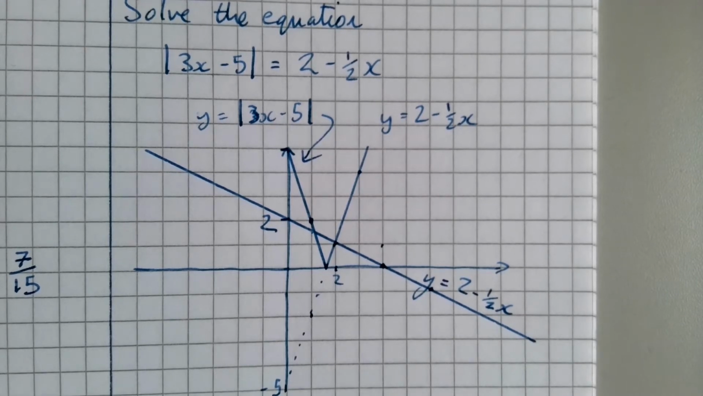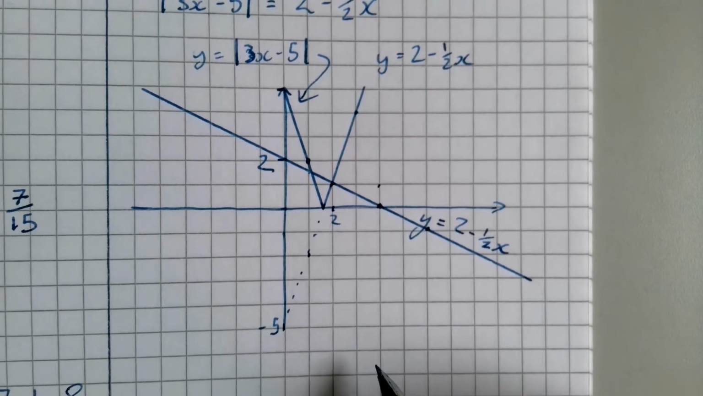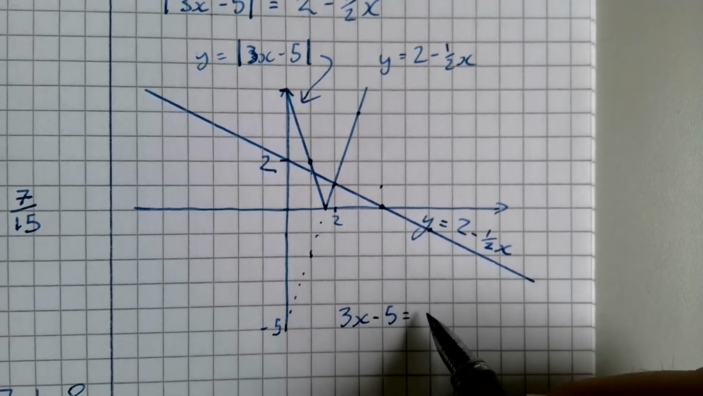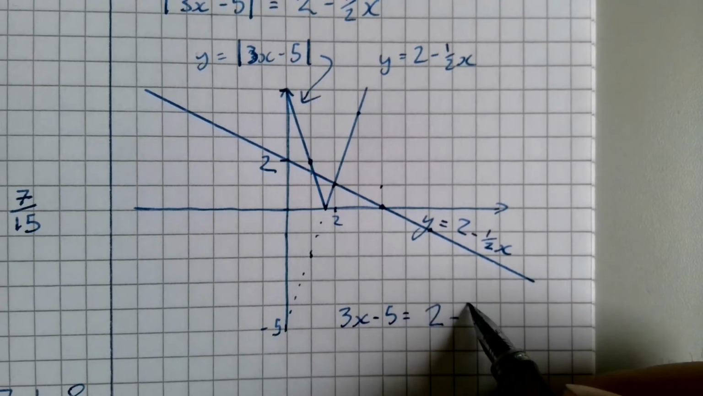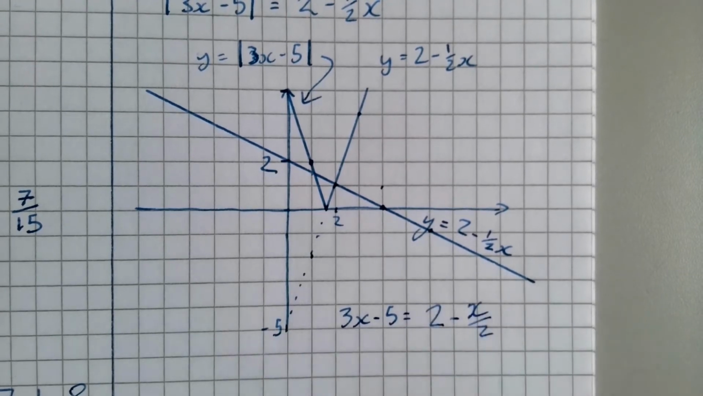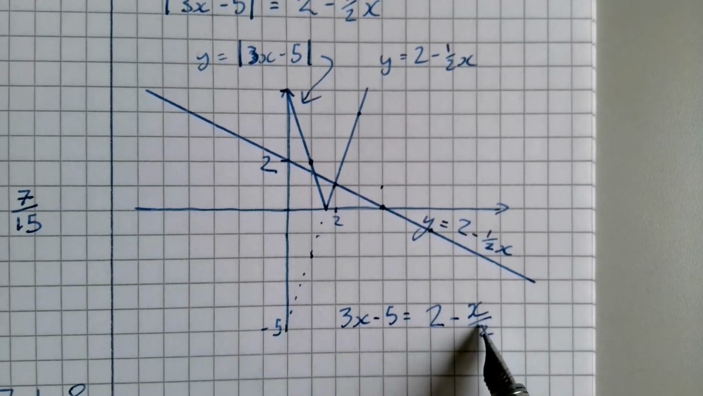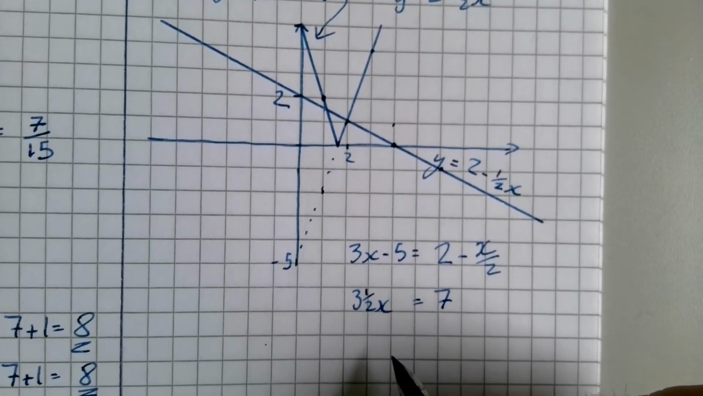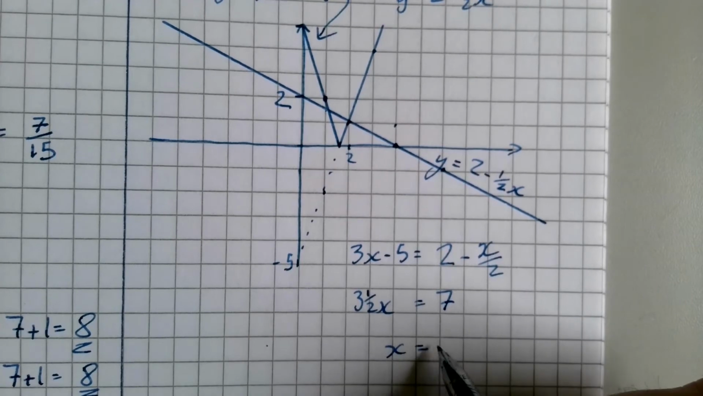So have a little go at that. The first one is just going to be if it's positive, so you've got 3x minus 5 equals 2 take half x, or x over 2. So if I add x over 2 to both sides, I get 3.5x, and if I add 5 to both sides, I get 7. And then if I divide by 3.5, that goes exactly twice into 7.